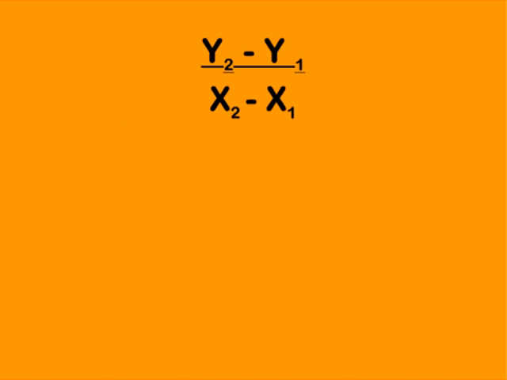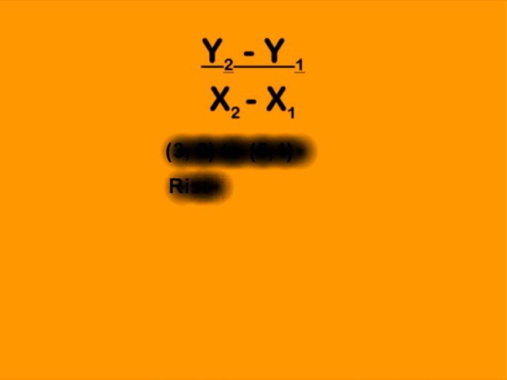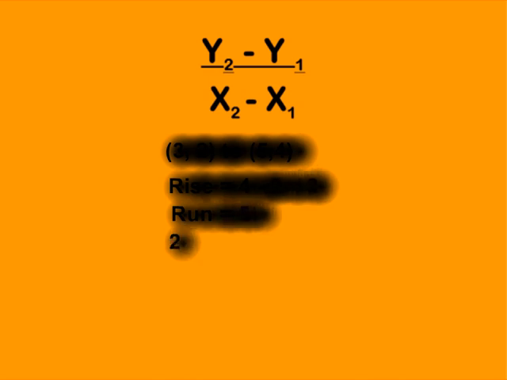Let's say that there's a line that extends from the points 3, 2 to 5, 4. What would the slope of that be? Well, we simply look at the numbers. The y points are 2 and 4, so the difference would be 4 minus 2, or 2. The x coordinates are 5 and 3, so 5 minus 3 is 2. Therefore we have 2 divided by 2 and a slope of 1.